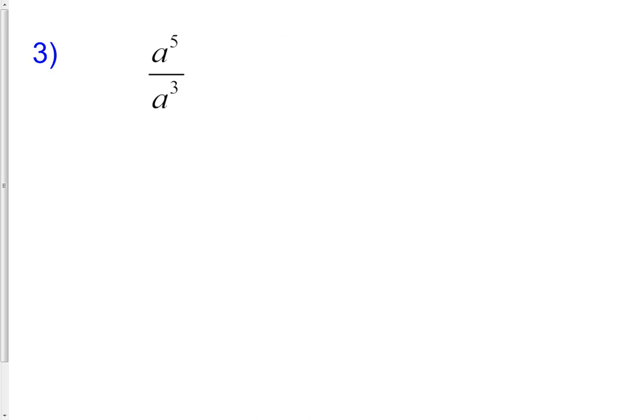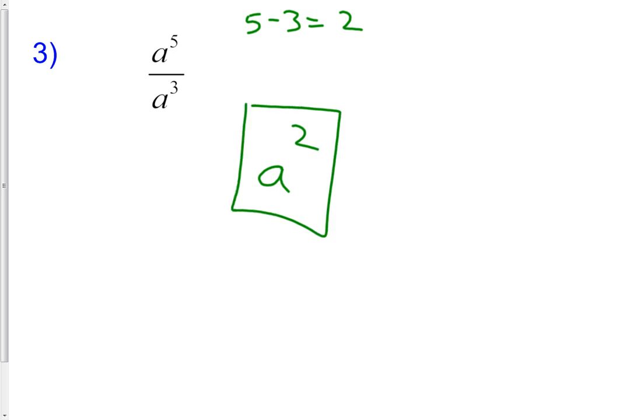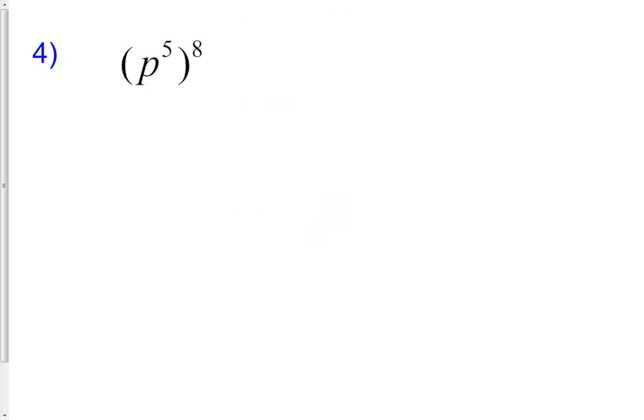Question number 3, same kind of a thing. When you divide with common bases, you subtract exponents. So 5 minus 3 is 2. So the exponent is 2. a squared is the correct answer for question number 3.